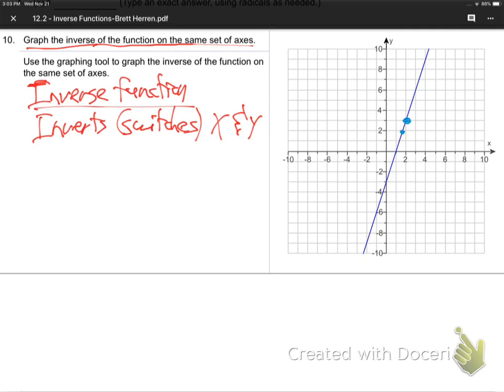So I don't want to use this point. It's hard to tell where that is exactly. But see the point I found that's right on? Here's another one, boom, right on. Here's another one, boom, right on.